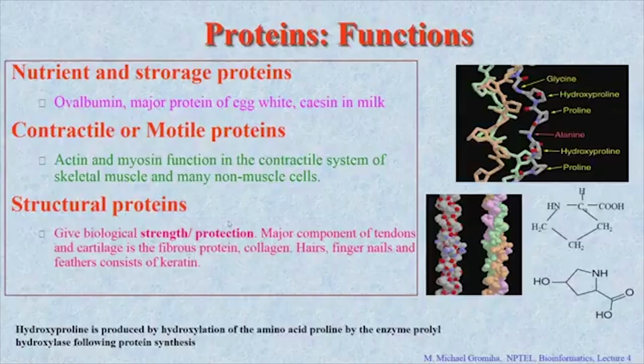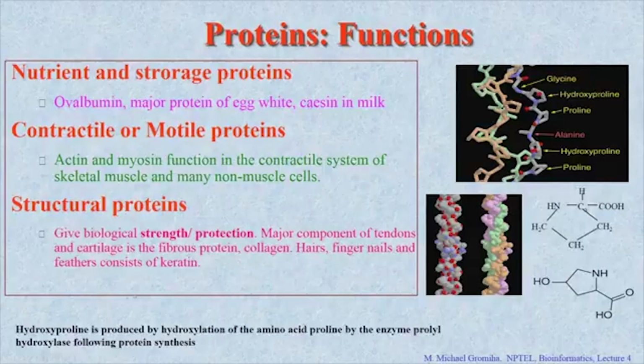Then there are different types of structurally important proteins, called contractile proteins or motile proteins, right. For example, actin and myosin, they function in the contractile system of the skeletal muscle, right. Then structural proteins, which give strength and protection. For example, keratin, right, and the fibrous protein collagen, right.